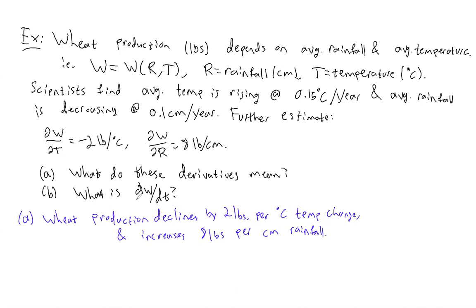Which makes sense if you think about it. If it gets hotter out, then the plants aren't going to do as well. But if there's more rain, they're going to do better. So this makes a certain amount of sense in terms of how you expect the production of your crop to change with different changes in your environment.